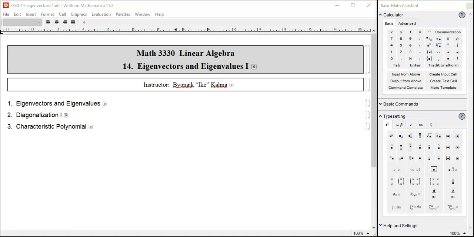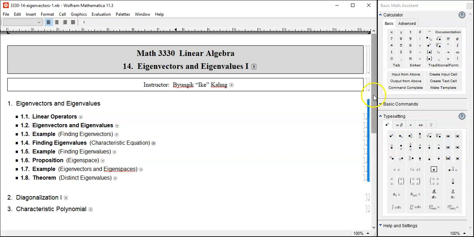Hello students, welcome back. In the previous video, we went through the definition of the linear operators, eigenvectors, and eigenvalues. We went through some examples as well. Now let's talk about how to find eigenvalues.